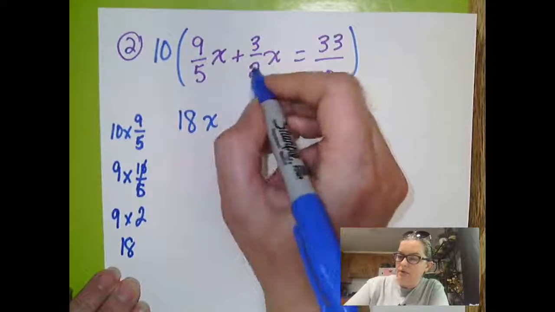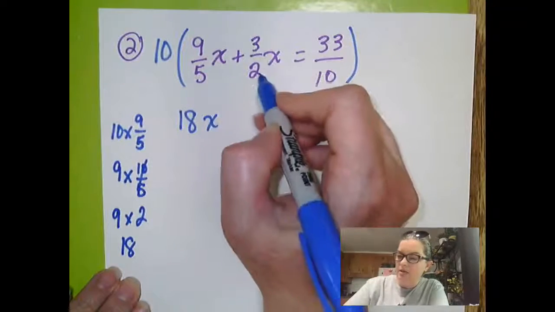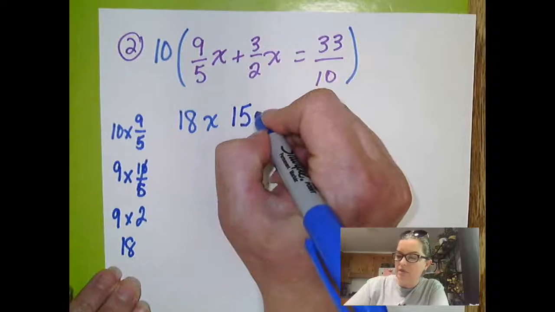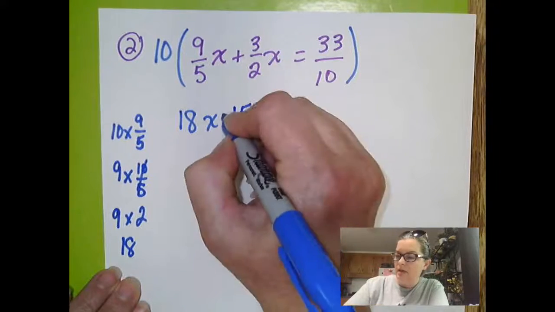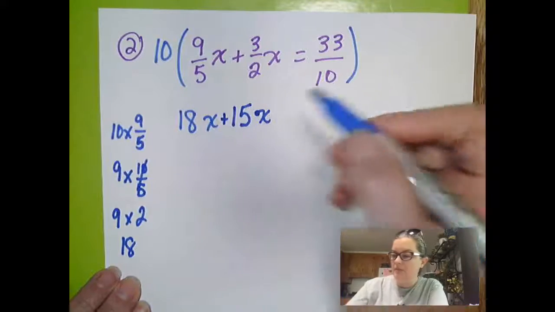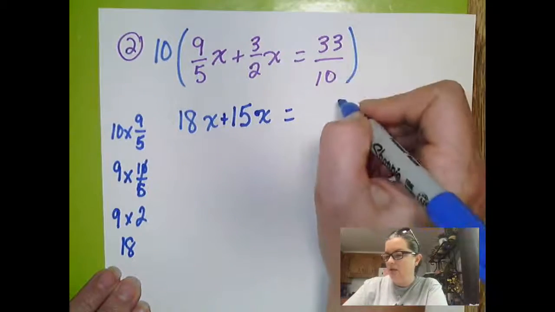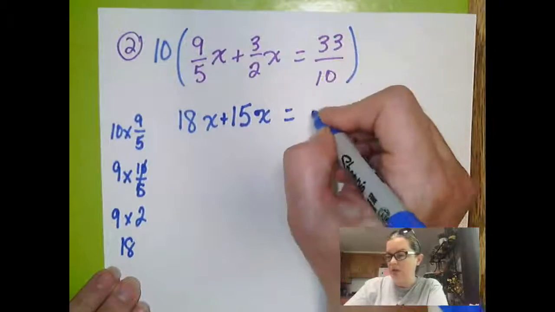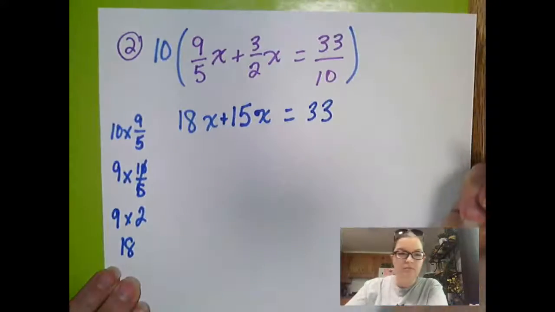The 3 over 2, switch the 10 and the 3. 10 divided by 2 is 5. And then 5 times 3 is 15. So I have 18x plus 15x. And then on the other side, if I switch the 10 and 33, 10 divided by 10 is 1. I'm just left with 33.